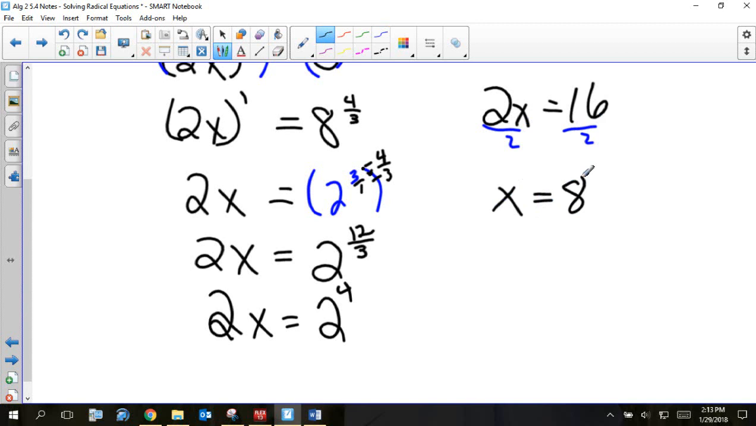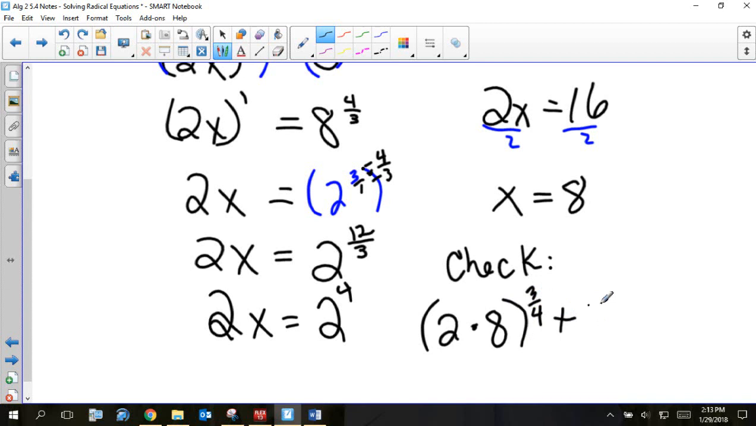How do I know that's correct? Now, if you're allowed to use your calculator, you can check on your calculator, but you've got to still write down on paper what you're typing in. So if you're checking with your calculator, you're doing 2 times 8 to the 3/4 plus 2, and hit enter, and it should equal 10. So take a moment and make sure everybody knows how to type that in your calculator. It does work. We do have the right answer, but make sure you know how to type it in your calculator.